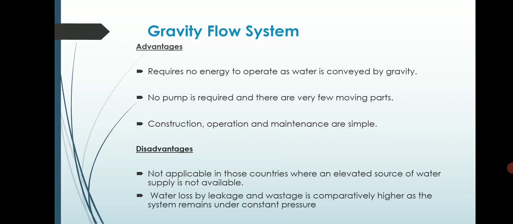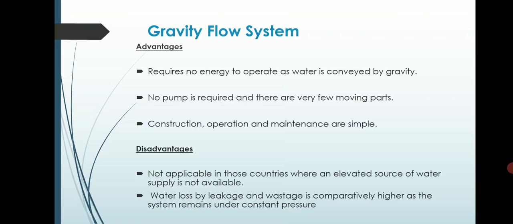There are basically some advantages and disadvantages of every system. The advantages of gravity flow systems are it requires no energy to operate as water is conveyed by gravity. Gravity is a natural phenomenon, so there is no energy requirement to operate this system. No pump is required and there are very few moving parts. Construction, operation and maintenance are very simple.